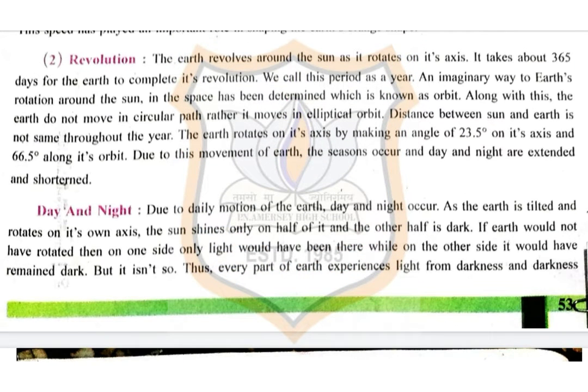Along with this, the Earth does not move in a circular path, rather it moves in an elliptical orbit. The distance between the Sun and Earth is not the same throughout the year. The Earth rotates on its axis at an angle of 23.5 degrees on its axis and 66.5 degrees along its orbit. Due to this movement of Earth, the seasons occur and day and night are extended and shortened.